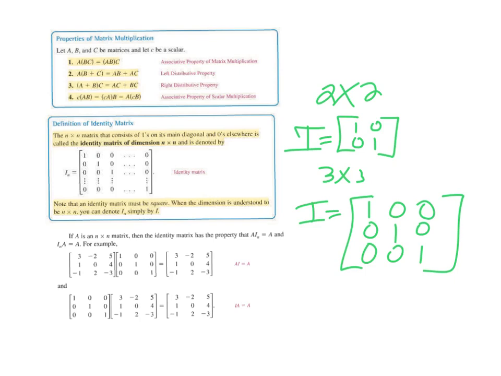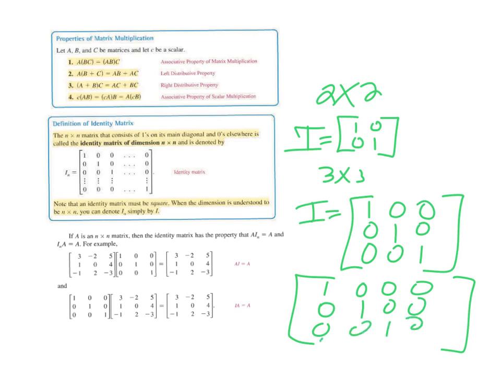So if you were to do a 4 by 4, it would look like 1, 0, 0, 0, 0, 1, 0, 0, 0, 0, 1, 0, and finally 0, 0, 0, 1. Okay, but you again won't have to know that. It's like multiplying by 1 because of the way that matrix multiplication works.